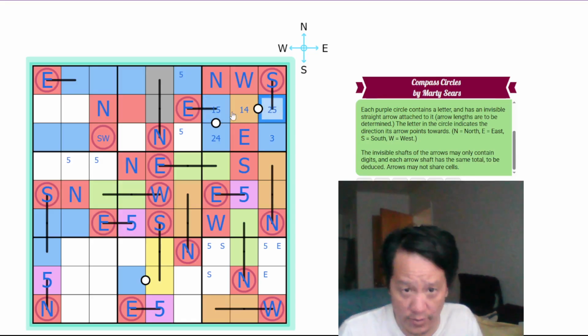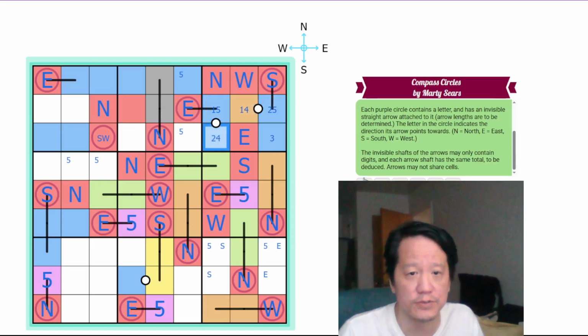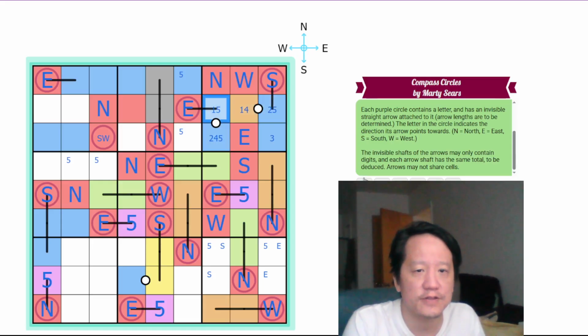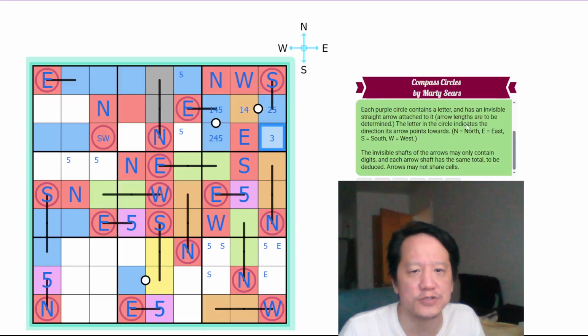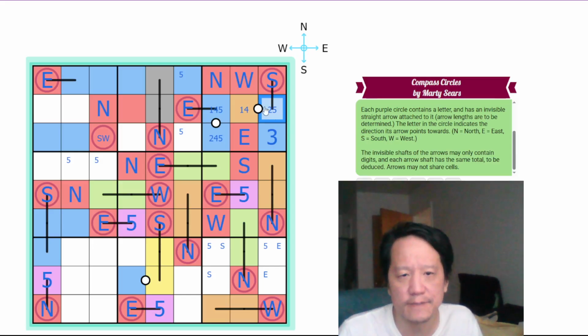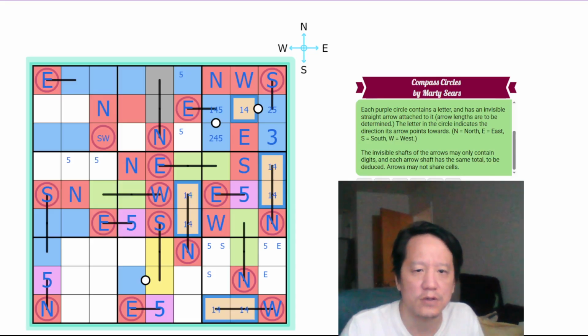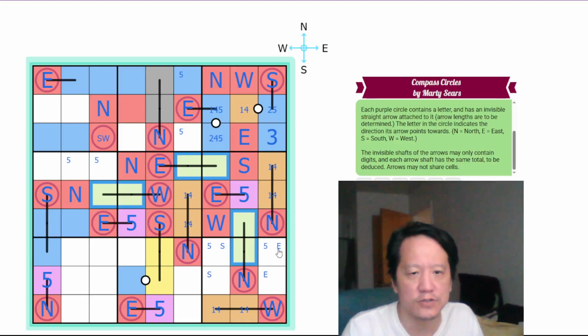If neither of these are 5, that means this goes that way, this goes that way. So this has to be 5. This is 4 and 1. And therefore, this would be 2 and 3. So this is always 3, which means the orange has to be 1, 4. Which means the greens are 2 and 3.